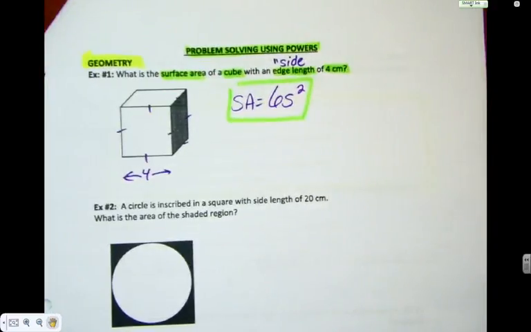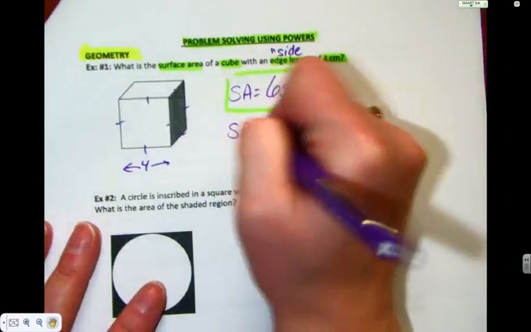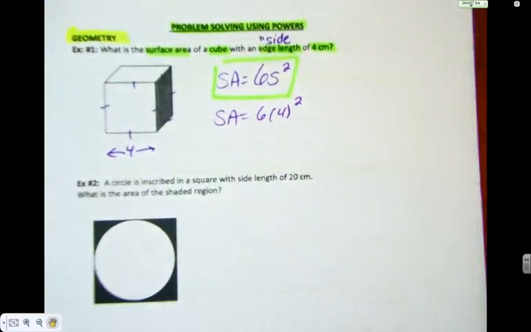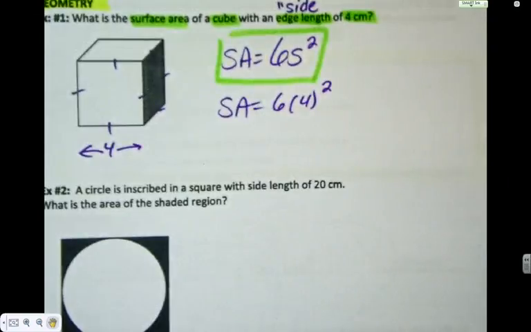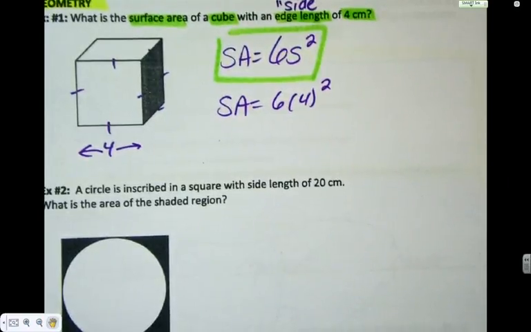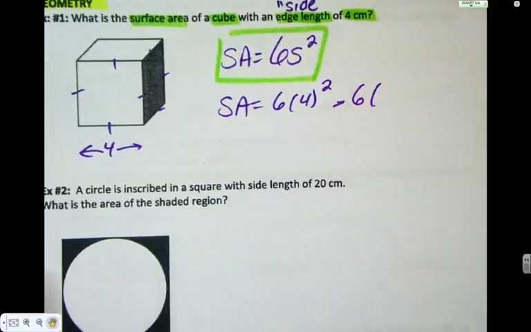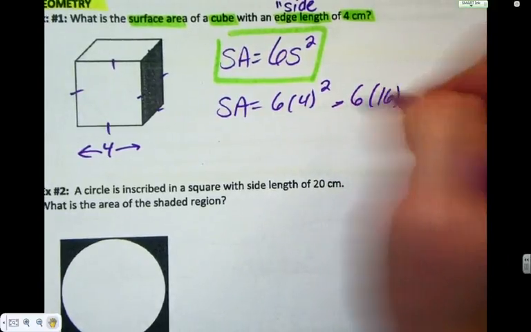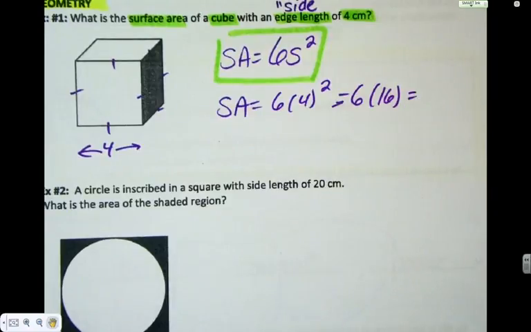So this question is just a direct substitution. They're just asking you to throw in the side length, which is 4. This now becomes an order of operations question, which is what we did Friday. What do we do first? Brackets. Inside the brackets, can I simplify anything? Nope. So after brackets comes exponent. So I need to do 4 times 4. 16. Now the multiplication, 6 times 16.